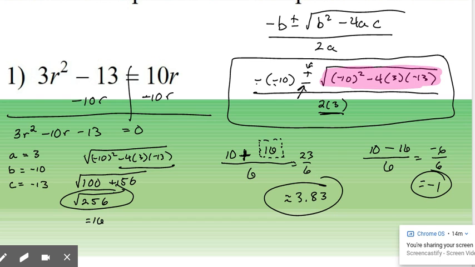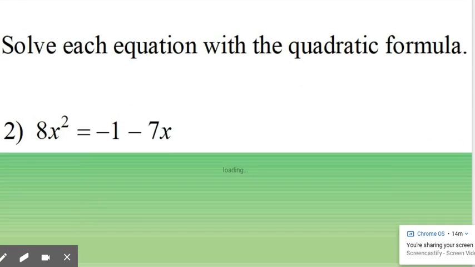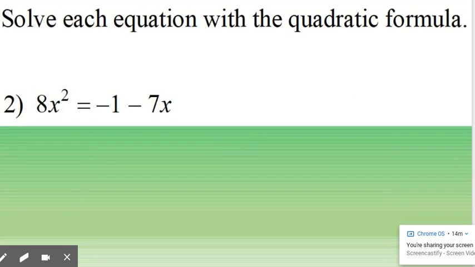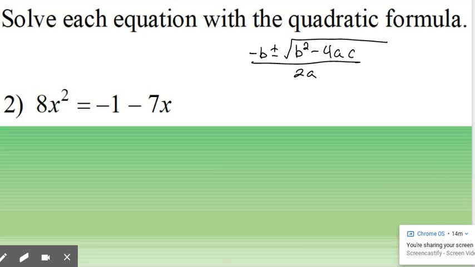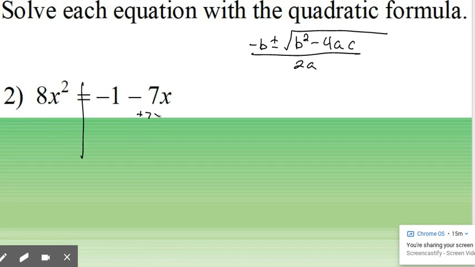All right, let's look at another one. Let's look at number 2. Again, we're using the quadratic formula. I'll go ahead and write that up here. And I look at the problem, it is not set equal to 0. So let's make it equal to 0. So I'm going to add 7x to both sides. I'm going to add 1 to both sides. And I'm going to get 8x squared plus 7x plus 1 equals 0. That's what I want. Okay.